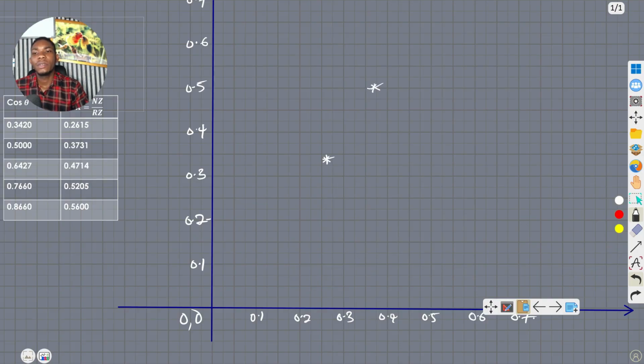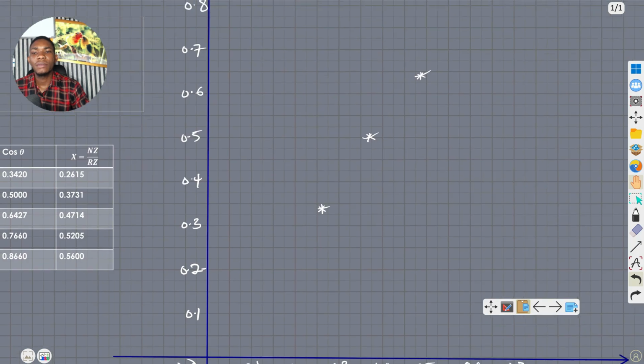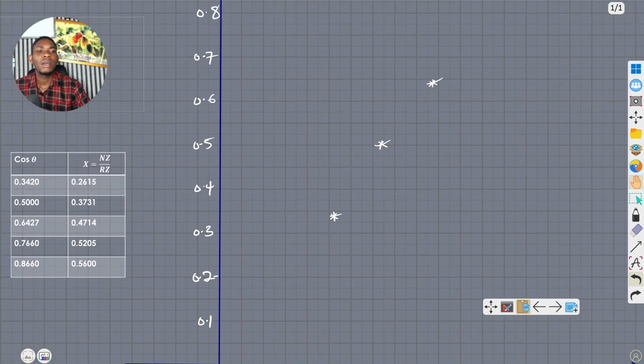Then you have 0.64 and 0.47. So this is 0.6. 0.64 will be somewhere around here. The 0.47 will be very close to 0.5. So 0.47 will be somewhere around here. Let's take it here. Alright. And then you have 0.76 and 0.52. So let's take 0.76. This is 0.7. This is 0.75. 0.76 will be a little bit above 0.75. And then you have 0.52.